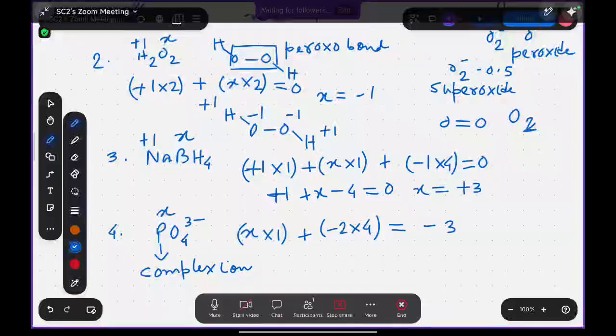On the right hand side, you always put the total charge of the species given to you. If you are given a molecule, you will put equal to 0. If you are given a cation, then on the right hand side you will provide the charge of the cation. If it is +2, then equal to +2. If it is +3, then equal to +3. If it is an anion, like here phosphate, it is -3. So X - 8 is equal to -3. So in the phosphate ion, X comes to be +5. The oxidation state of phosphorus is +5.